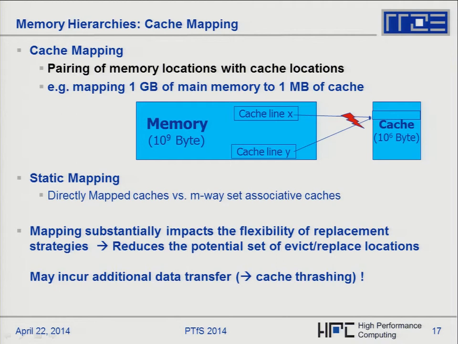This mapping doesn't work that way that I could say have one cache line that can go anywhere. If that were the case, I would have a fully associative cache. One cache line could go anywhere in the cache. That would be the most flexible, but you can't get that, because that would slow down the cache so much it wouldn't be useful.